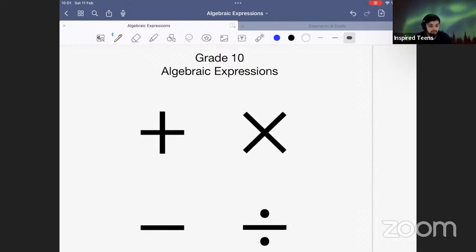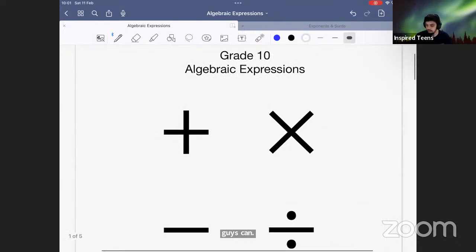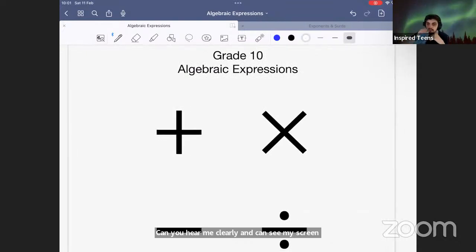Okay, before we begin, I just want to confirm that you guys can hear me clearly and can see my screen. So please just type in the chat that you can hear me. Okay, perfect. Okay, cool. Even on YouTube, if you guys can just confirm that you can hear me, that would be great. Perfect. That's great. Okay.